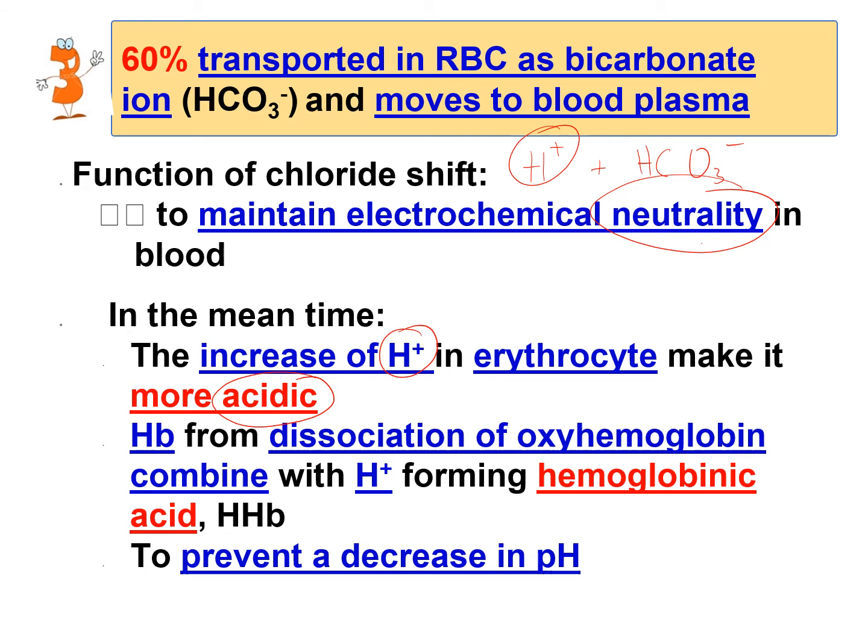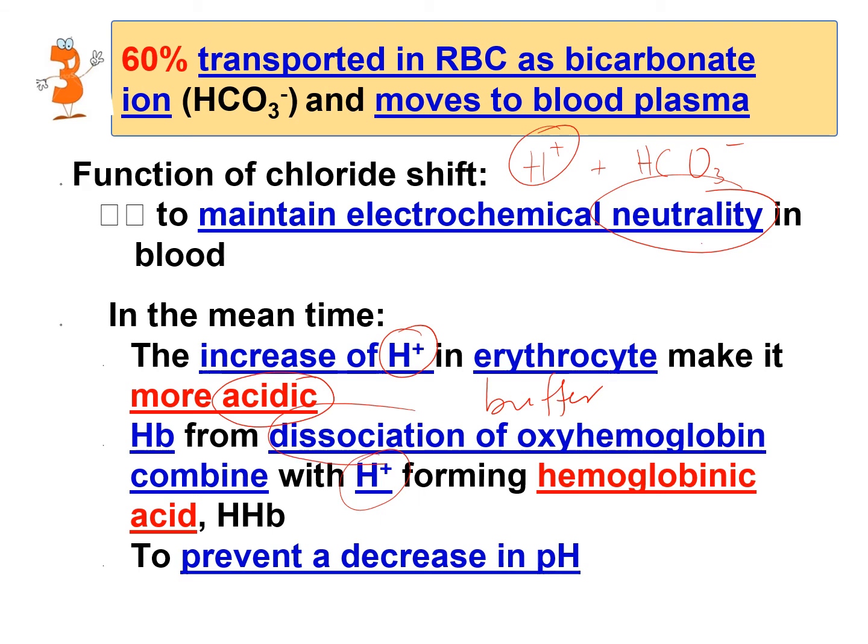But what we can do is we have the hemoglobin as the buffer. Buffer maksudnya penimbal. So the acidity should be buffered. Maksudnya kita timbalkan balik supaya dia tidak menjadi keasidan tak meningkat. Okay, what the hemoglobin does is it will bind with the hydrogen ion, forming hemoglobinic acid. Okay, how?